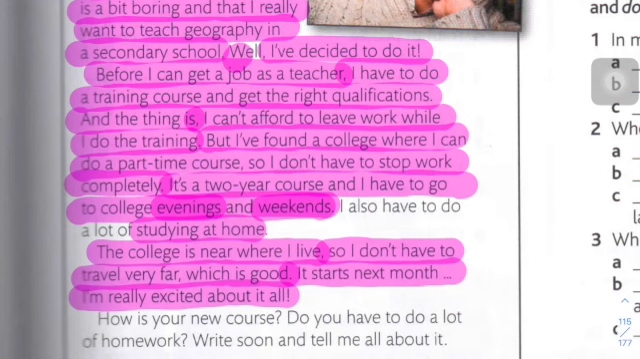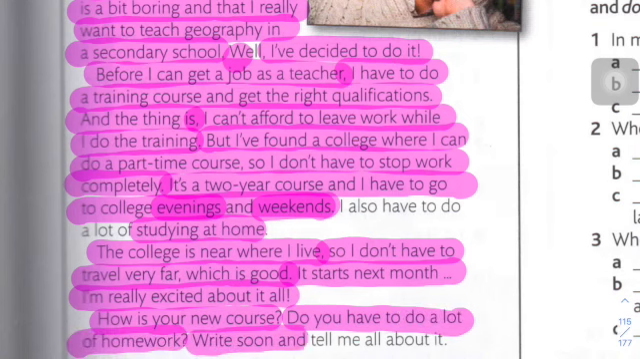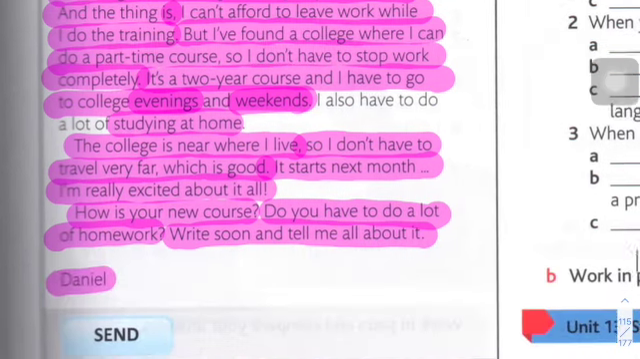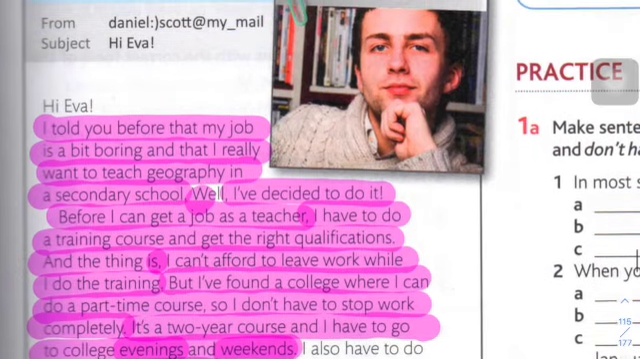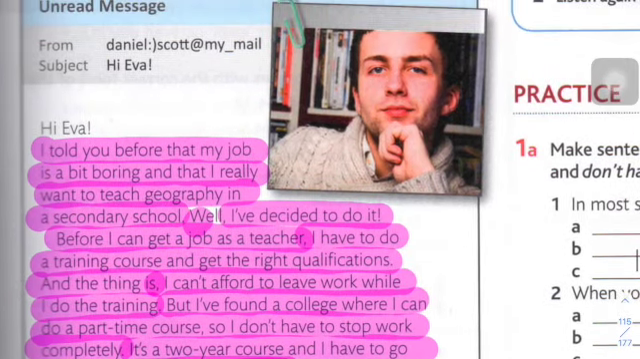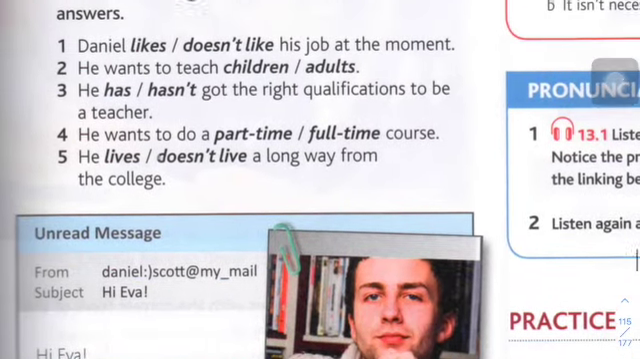How is your new course? Do you have to do a lot of homework? Write soon and tell me about it, Daniel. Okay. So at the end of the email, we didn't guess if Eva is his girlfriend or his friend. Probably she is his sister.